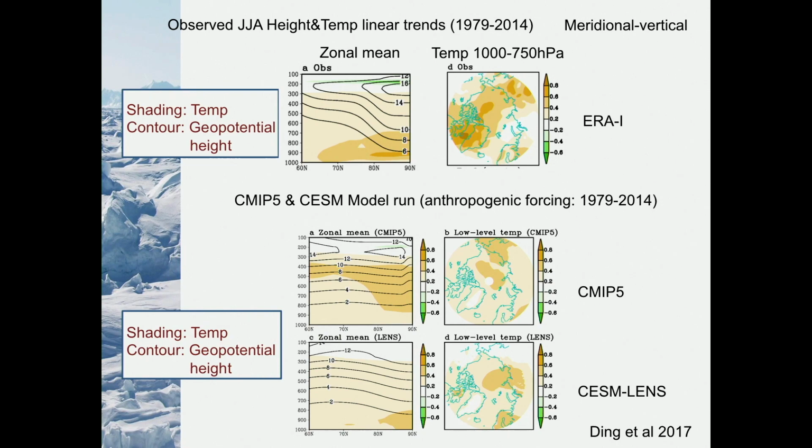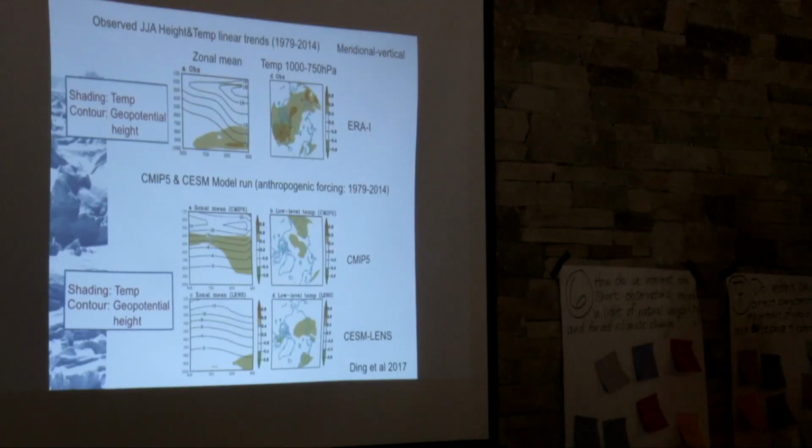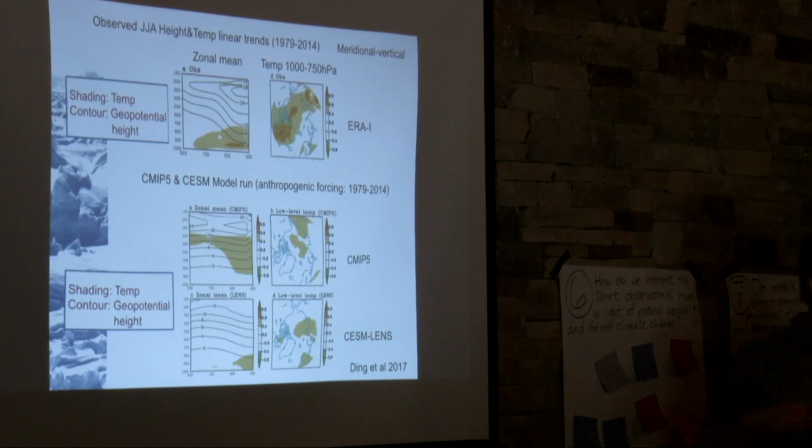But for all the models forced by CO2, this is a fully coupled model, so the model can capture some melting, and there is a feedback there. But with this feedback, the model cannot capture the bottom layer warming. So it seems like this warming is not due to sea ice feedback in the summertime in JJA. There's something here, but spatially it is different from the observation. So this tells me something like less warming in the model.